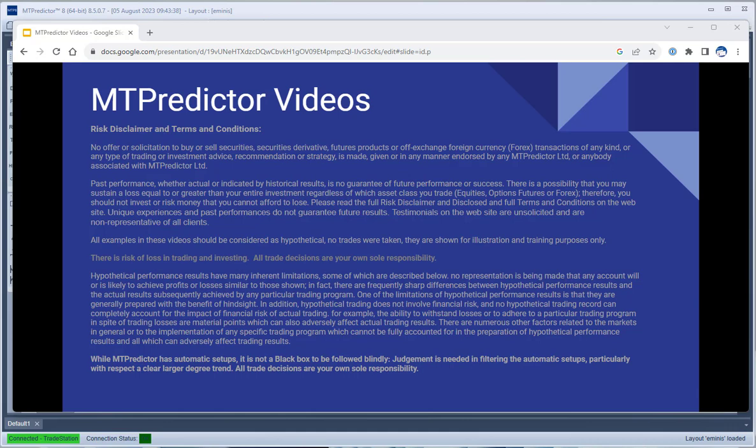But as usual, we start with our risk disclaimer and remind you that all examples in these videos should be considered as hypothetical. No trades are actually taken, they're just shown to you for illustration and training purposes only. Remind you there's a risk of loss in trading. Put another way, all professional traders know and understand, but more importantly accept, that losses can and will and do unfold. It doesn't matter what trading approach you take, there always will be losing trades.